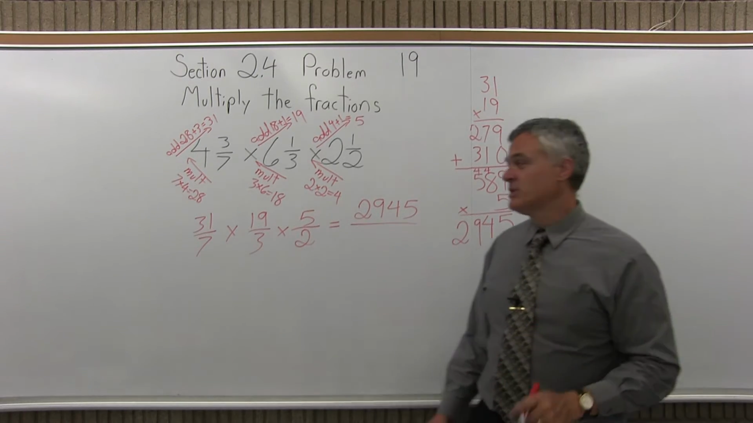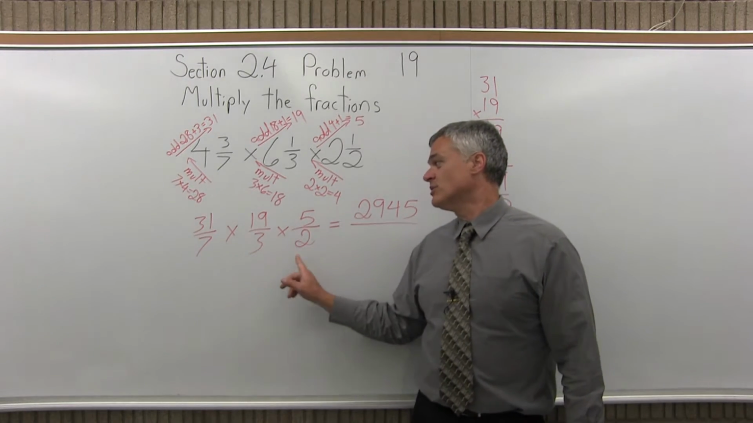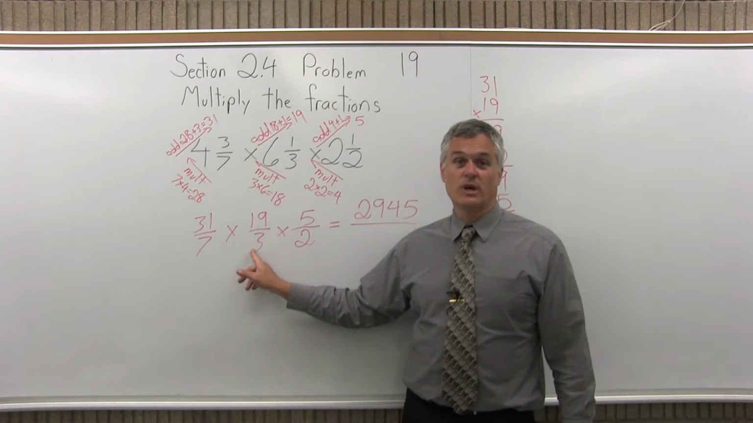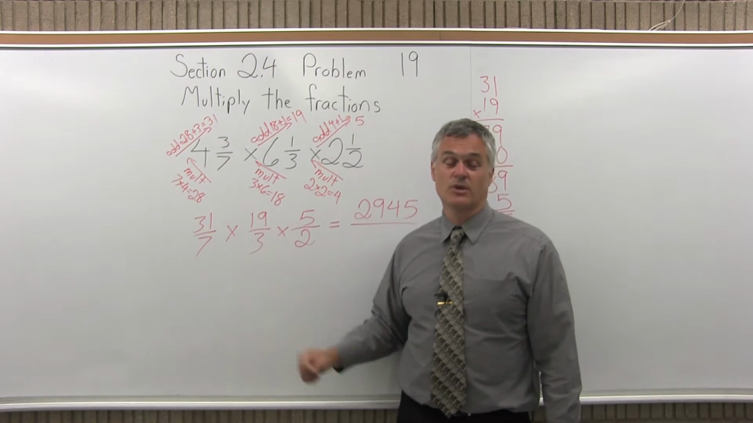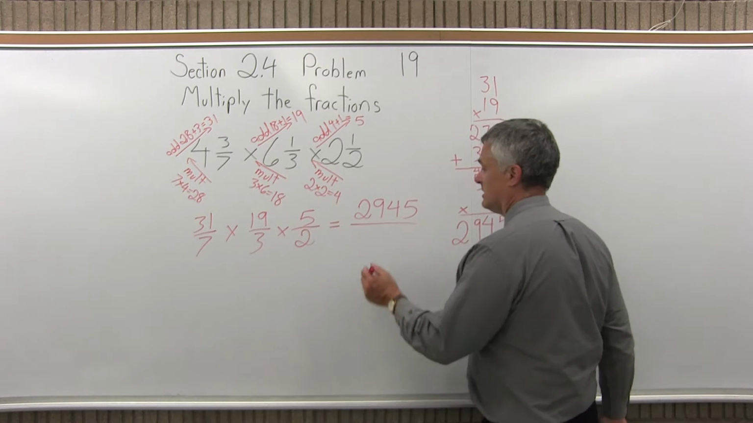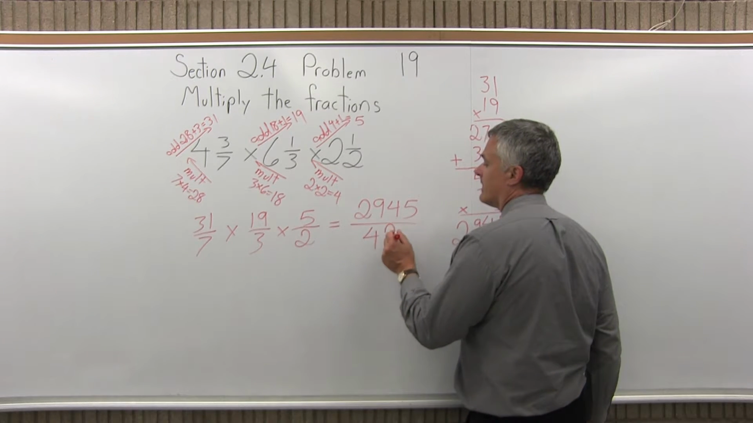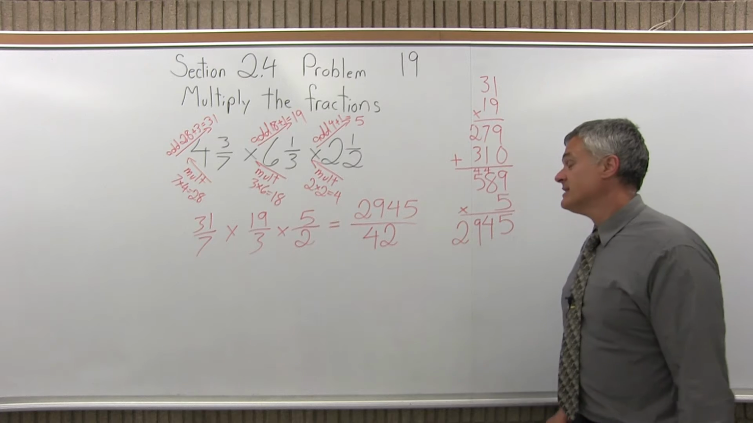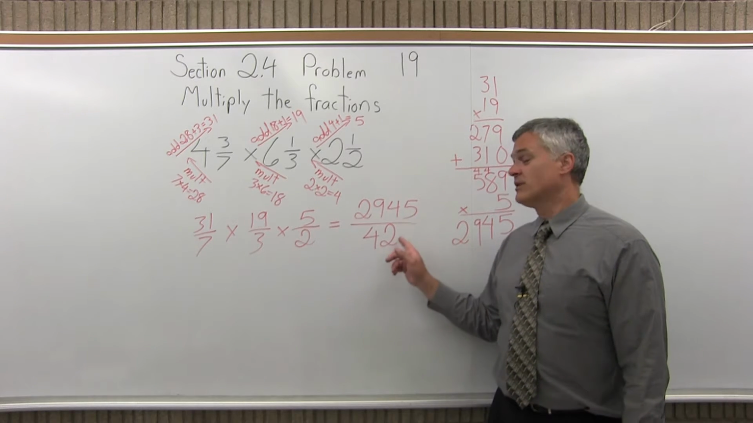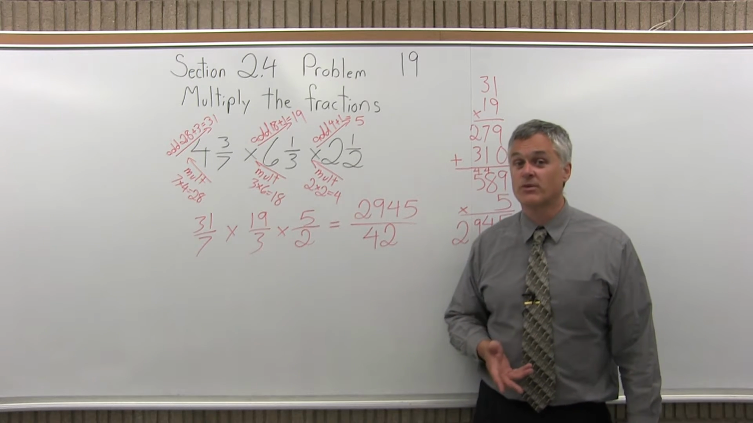Now the denominators will be a little bit easier. 7 times 3 times 2. Well, 7 times 3 I know is 21, and then 21 times 2, if I double the 21, I have 42. Now that is the answer. 2,945 over 42. Notice it is an improper fraction.